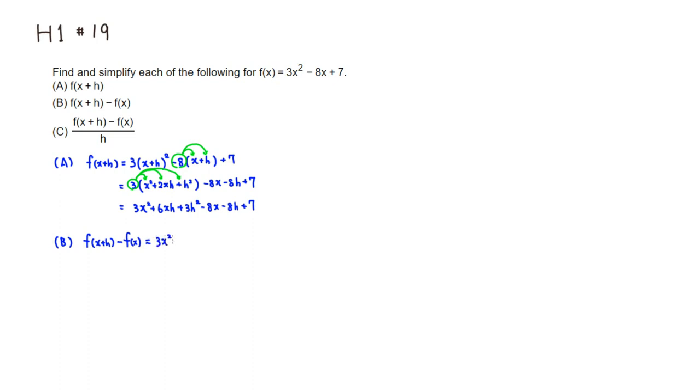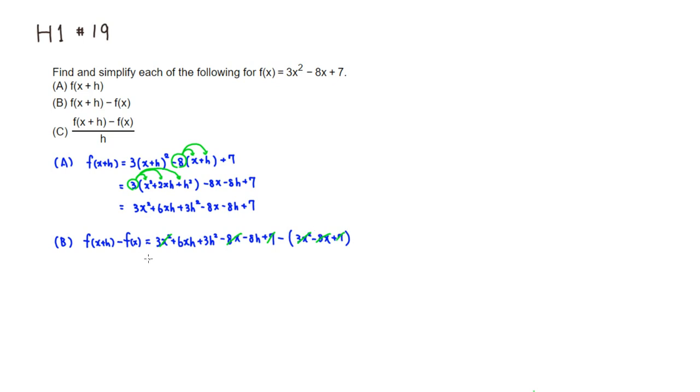So 3x squared plus 6xh plus 3h squared minus 8x minus 8h plus 7. Alright, then we're subtracting, and I'm going to put the parentheses here. So f of x, which is 3x squared minus 8x plus 7. Then we can cancel a bunch of terms here. So you have a 3x squared here minus 3x squared, negative 8x minus negative 8x, 7 minus 7.